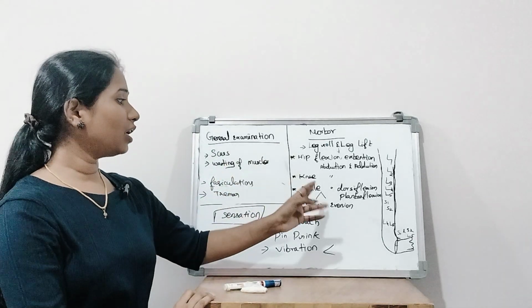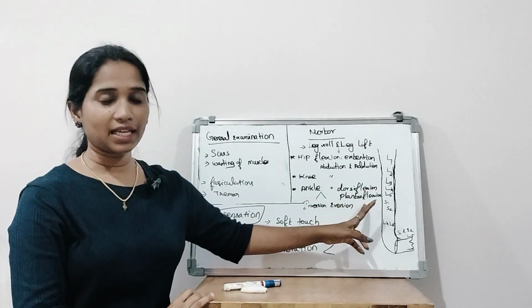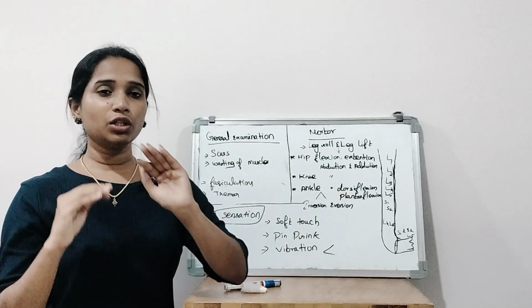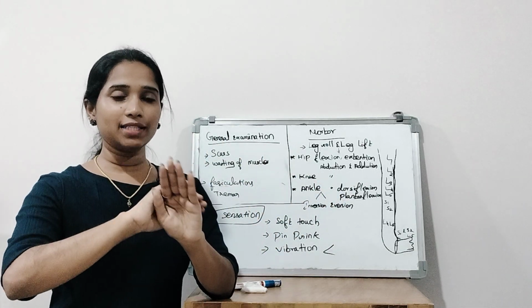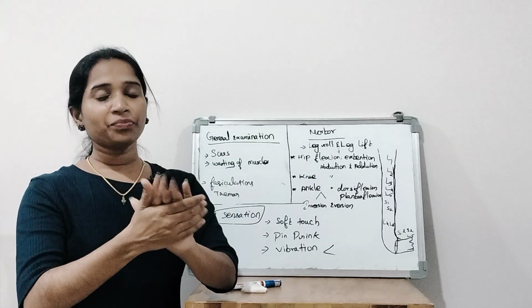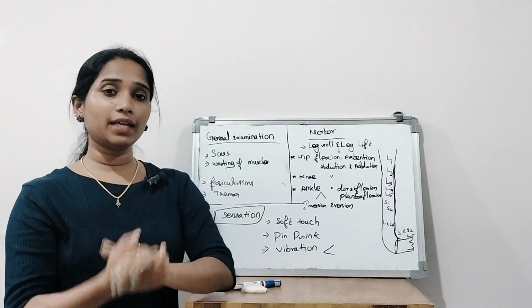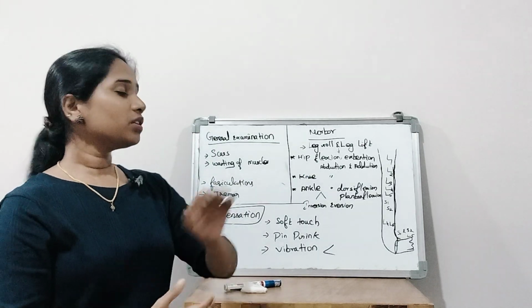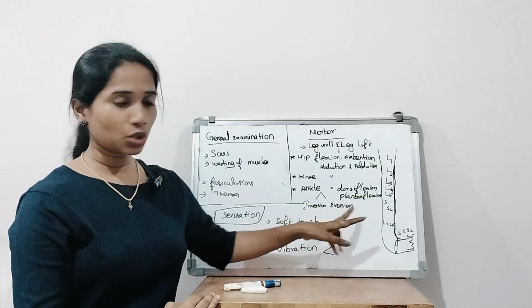While they are doing dorsiflexion and plantar flexion, you have to place your hands here as well as here. You should push against them, and they have to pull against you. So here you are assessing the muscle tone as well.